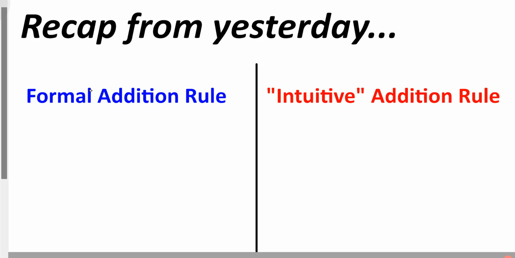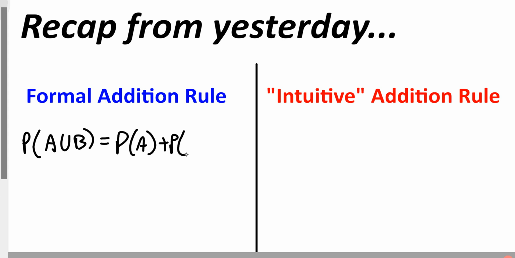We learned the addition rule last time, and the addition rule in its formal meaning is the probability of A or B occurring is equal to the probability of A plus the probability of B minus the probability of A and B. And basically what that means in its own intuitive addition rule is or means add.